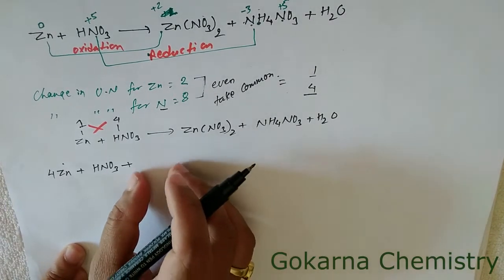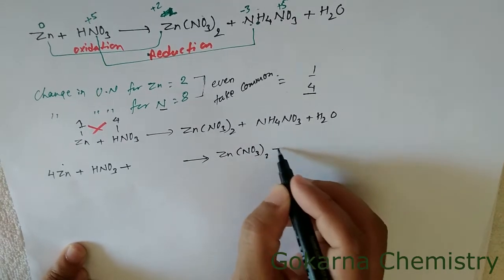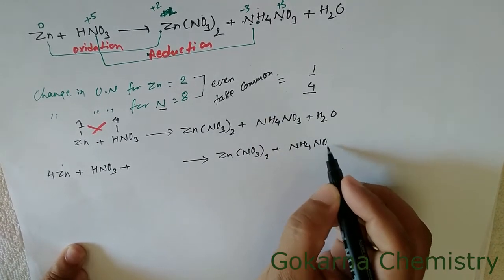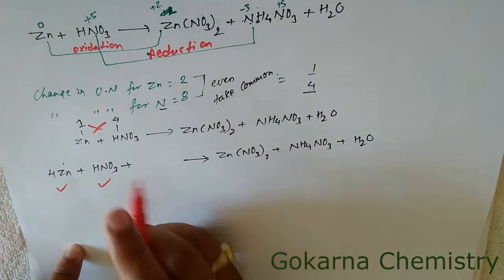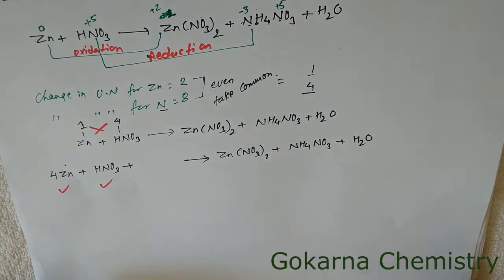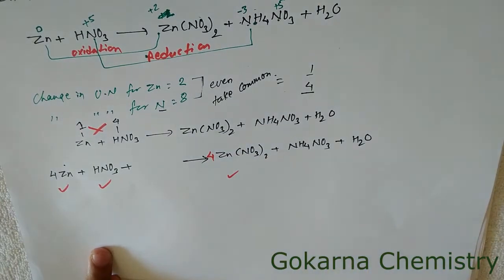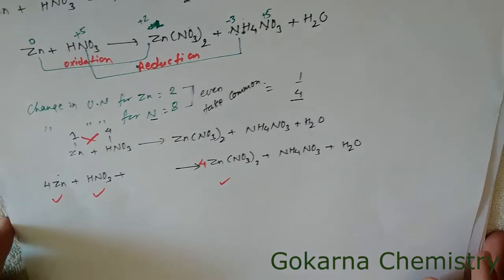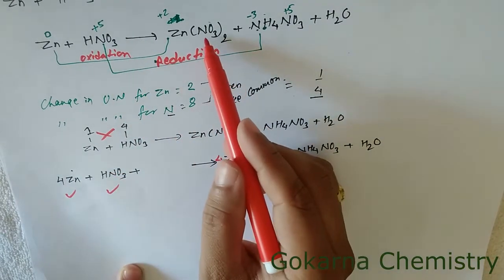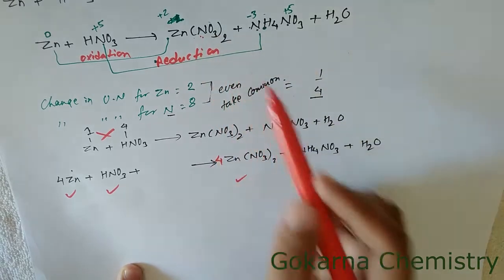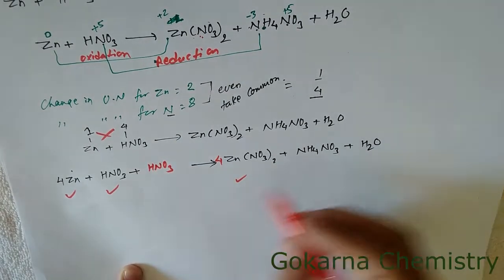I'm leaving some space here because I have a trick. Zn(NO3)2 plus NH4NO3 plus H2O. This is already balanced, so we do not change this again. Now zinc is 4, so we can write 4 here. This is fixed, this one is fixed, so do not change this again. And nitrogen is reduced here, but in the product side there is also nitrogen in zinc nitrate. So to balance this nitrogen, we have to put another HNO3 here. So this is the trick.